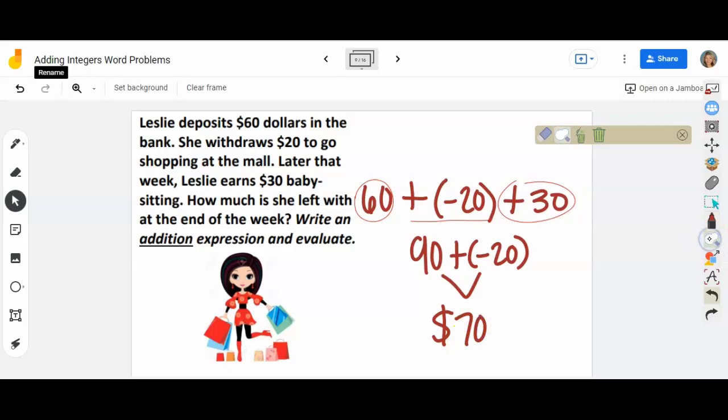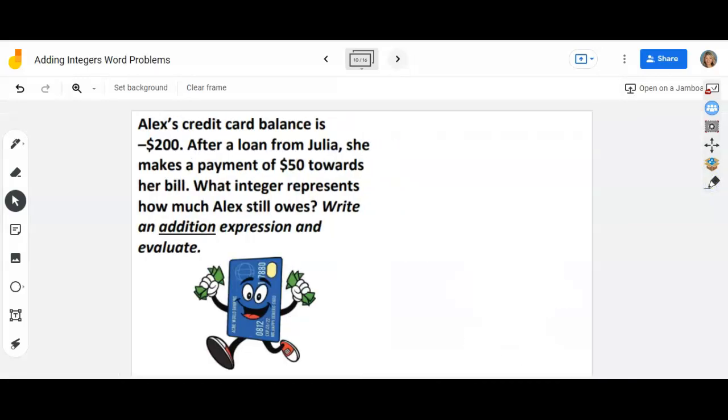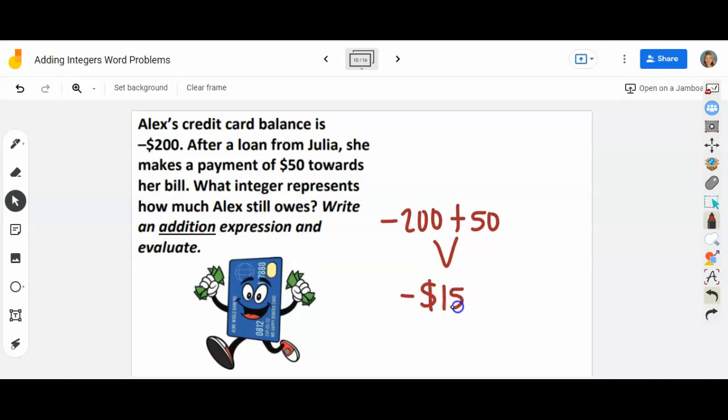All right, let's look at the next one. Alex's credit card balance is negative 200. After a loan from Julia, she makes a payment of $50. So she's going to add $50 to her bill, and that leaves us with negative $150. She still owes $150.